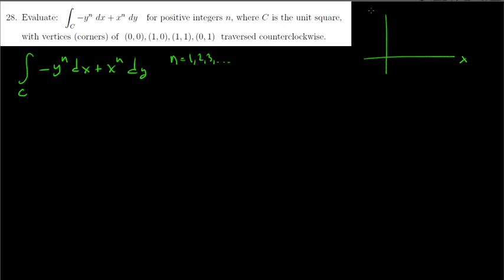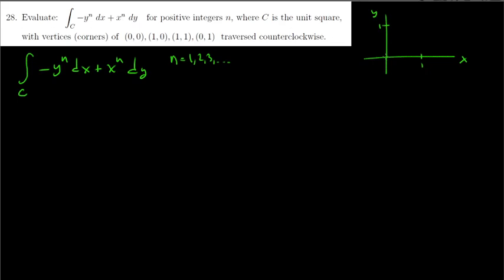All right, last one. 28. Evaluate the line integral of, I'll write it out again, negative y to the n dx plus x to the n dy. And so n is just a positive integer, right? So 1, 2, 3, 4, and so on. And C is the unit square with vertices at these four corners, right?